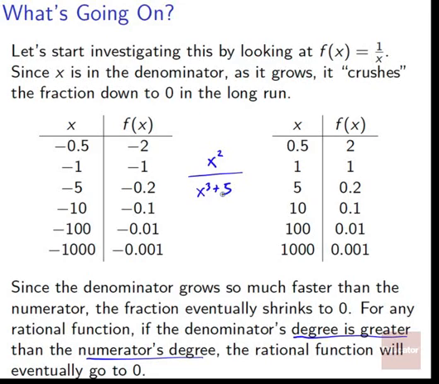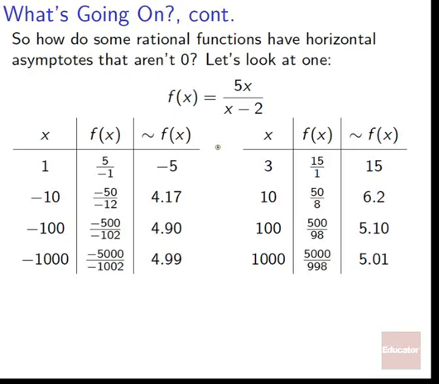So the x cubed plus 5 can effectively outrun x squared in the long run, so it will get much larger than x squared will, and so it will crush the whole thing down to 0. So if the degree is greater in the denominator, right, 3 versus the numerator's degree, 2, it will eventually get crushed to 0. How do we get rational functions with a horizontal asymptote that isn't at 0 then?